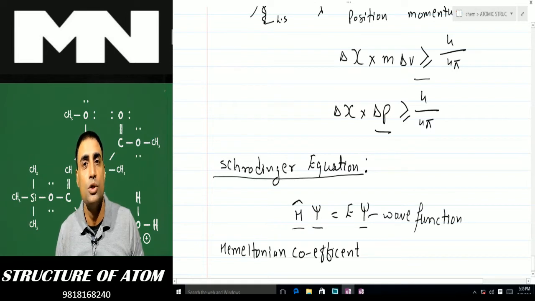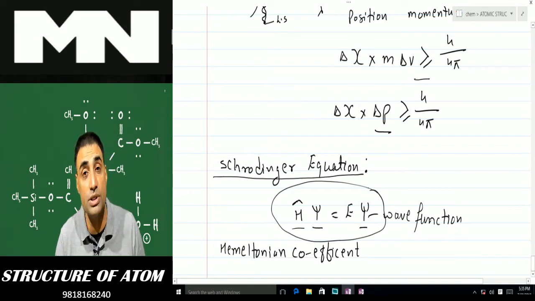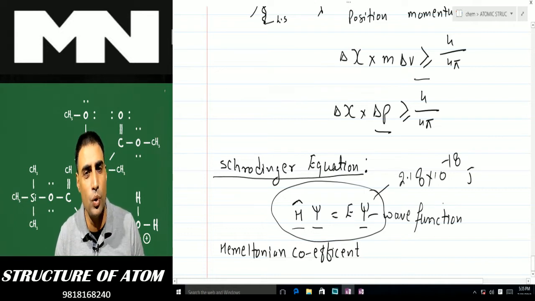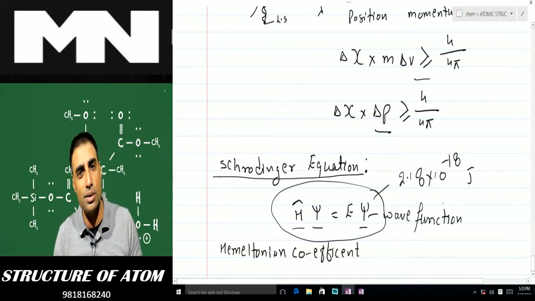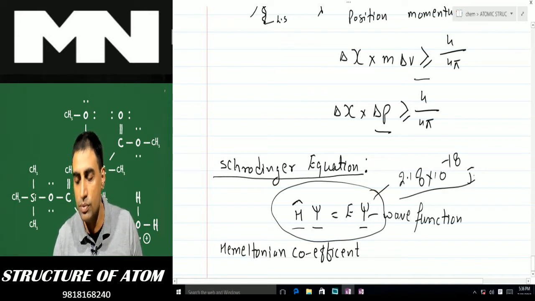So what Schrodinger did, he used this equation and calculated the energy of the electron in the first shell of hydrogen, and very accurately it was nearly 2.18 into 10 to the power minus 18 joules, as it was calculated by Bohr. So that gave an evidence that electron has got a dual character, because according to Bohr, he was considering electron as a particle, and he calculated this energy for electron in the first shell of hydrogen. Using wave equation, Schrodinger also calculated the same value of energy for electron.